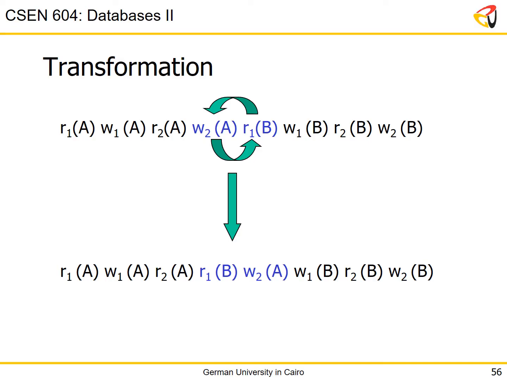Like the example I have here, transaction 2 is writing A and transaction 1 is reading B. They're completely unrelated, okay? These are non-conflicting steps, so I can swap them. So when I swap them, I have now transaction 1 reading B first and then transaction 2 writing A. Okay, so this is an example of a swap. They have to be adjacent in order to do the swap. It's almost like bubble sort if you remember from CS3. They have to be adjacent.